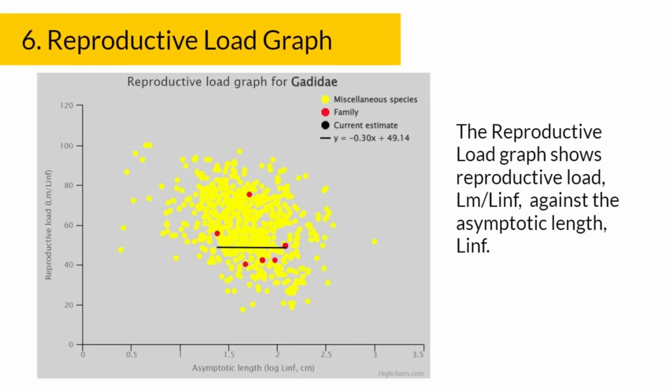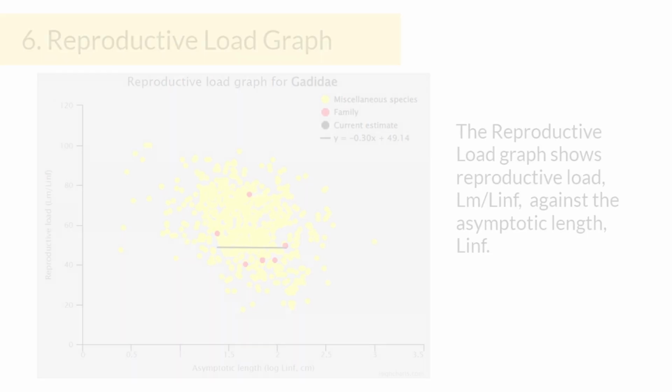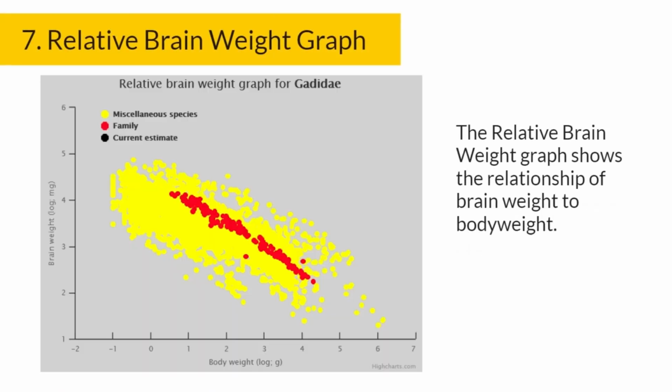The reproductive load graph shows reproductive load against the asymptotic length. This can be used for evaluating hypotheses on growth and reproduction in fishes. The relative brain weight graph illustrates the relationship of brain weight to body weight. Fish have evolved the brain size they need, so the difference in brain size among species may be used to draw inferences on their niche.